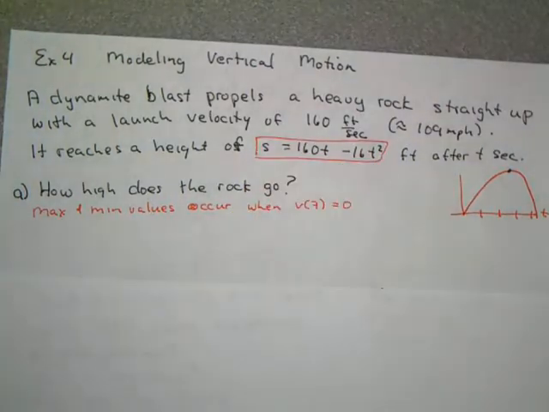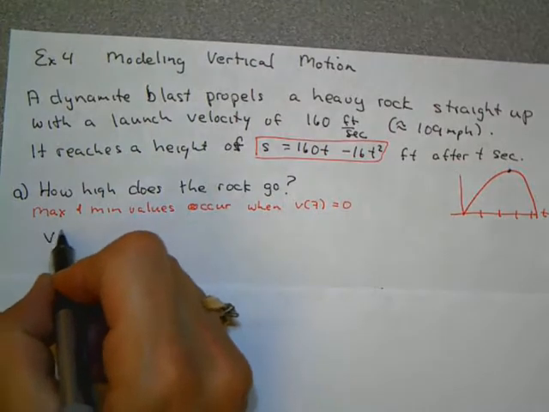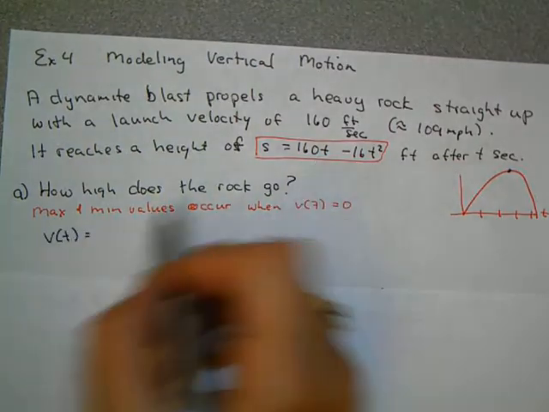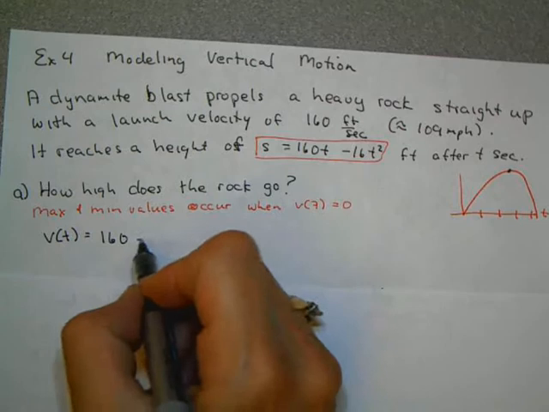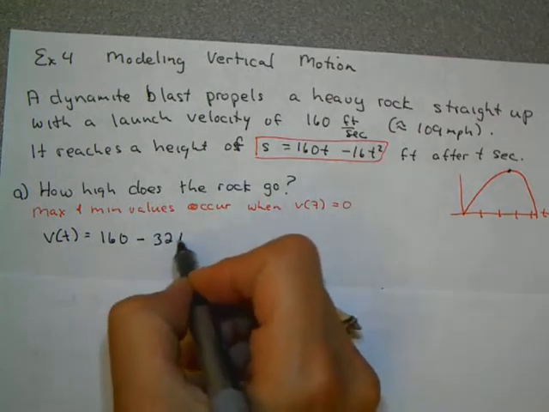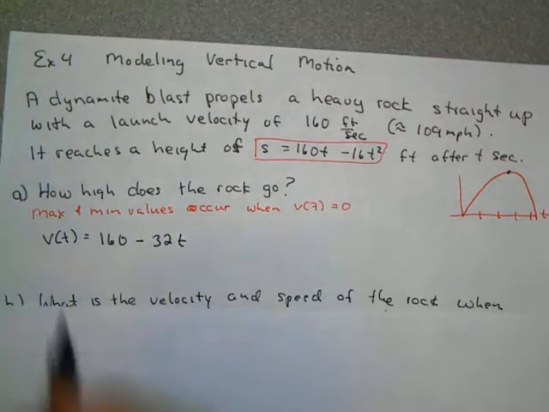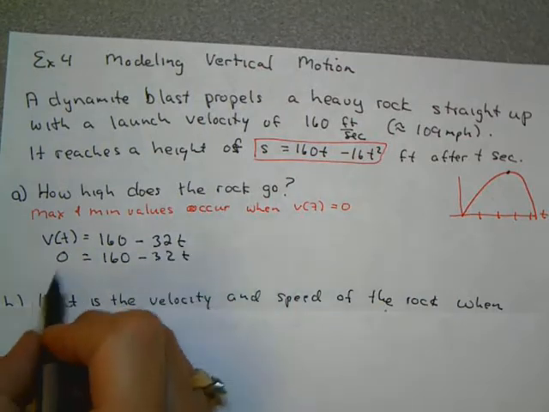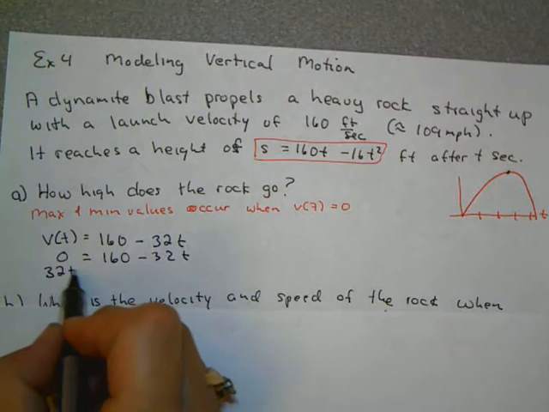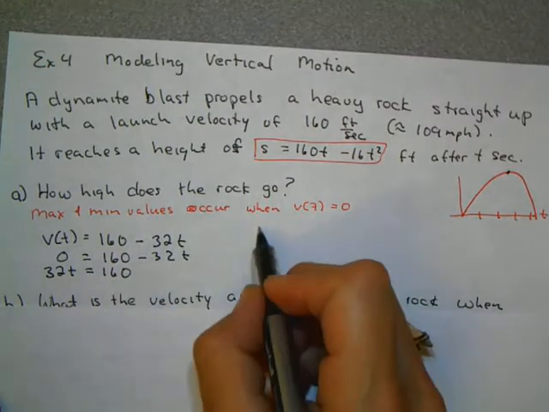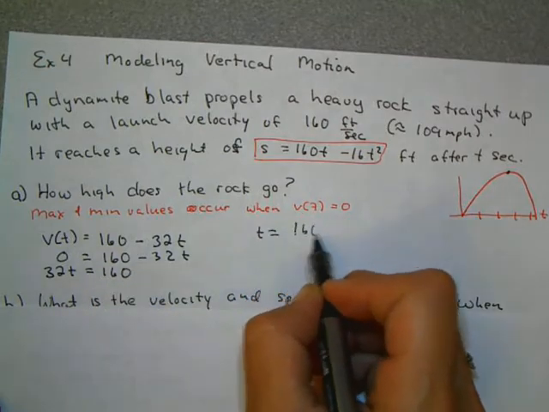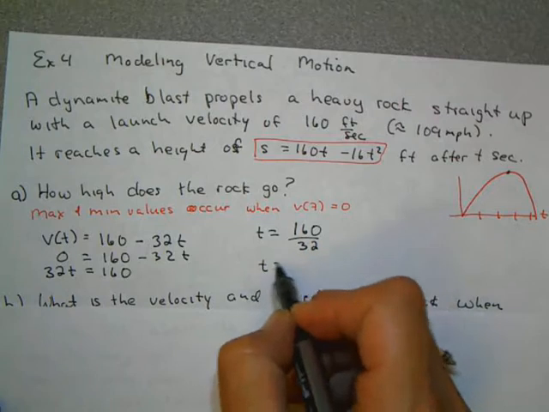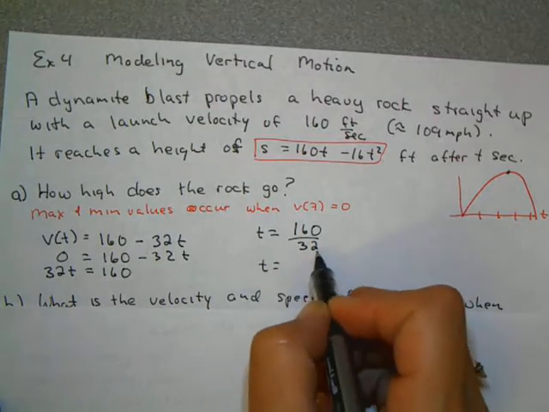So I know v of t is going to be the derivative of this, which is just 160 minus 32t. Now, all I need to do is set that equal to 0, add 32t to both sides, and then divide by 32. So t equals 160 divided by 32, and I think that's going to be 5. 5 times 2 is 10, carry the 1, there we go. t equals 5 seconds.